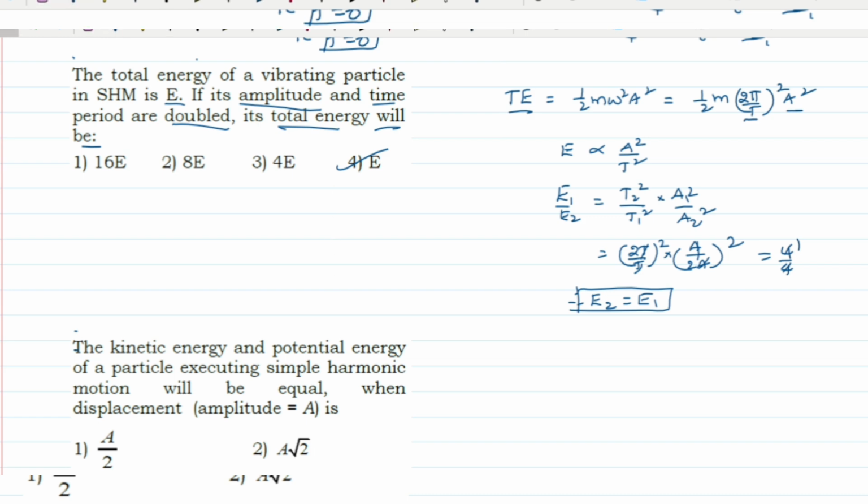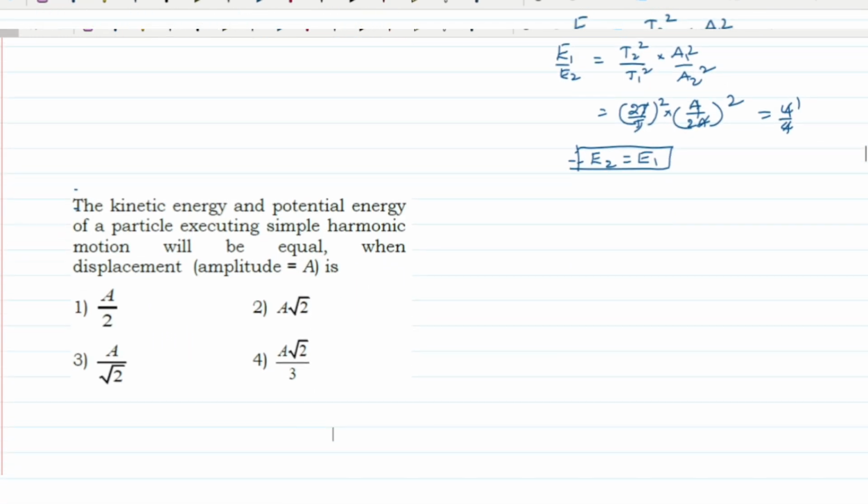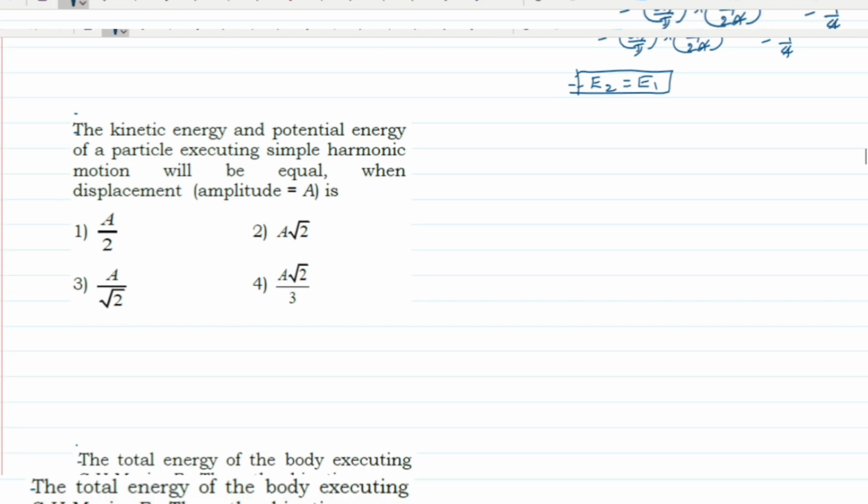Let us see the next question. The next question says the kinetic energy and potential energy of the particle executing SHM will be equal when the displacement is... So here, when kinetic energy equals potential energy, what is the displacement of the particle they are asking. Kinetic energy for a given displacement is half m omega square into (a square minus y square). Potential energy of the particle for a given displacement is half m omega square into y square.